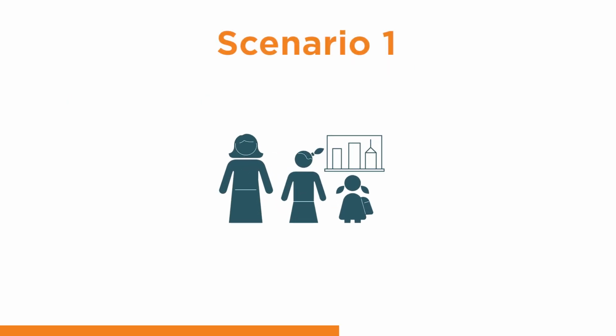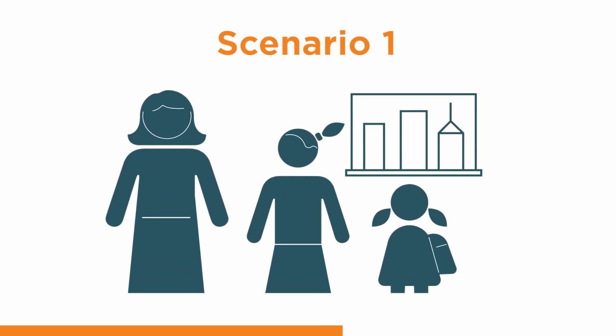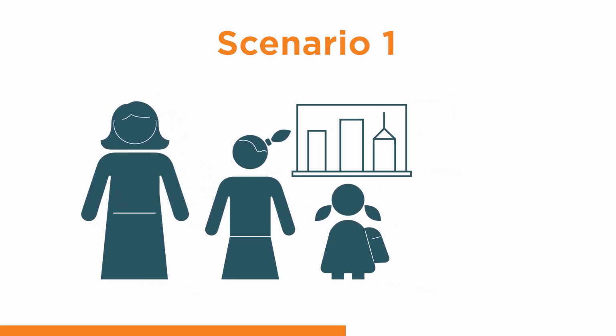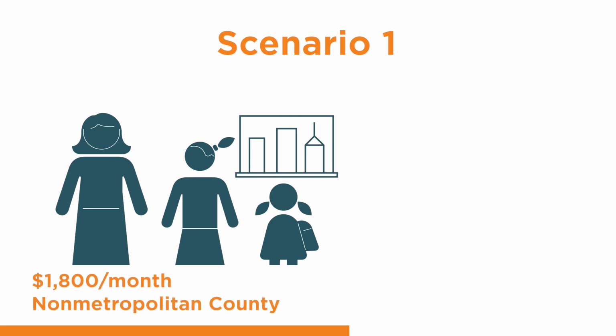Scenario 1. Anne is an in-school youth that lives in a single home with 2 other individuals, her mother and her little sister who is in the 4th grade. They live in a non-metropolitan county. Anne's mother earns $1,800 per month. Let us walk through this scenario.